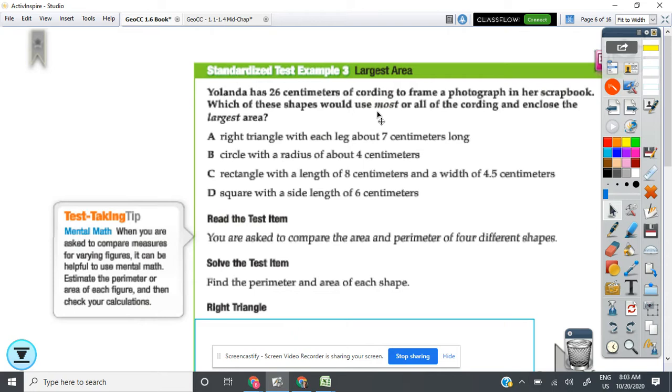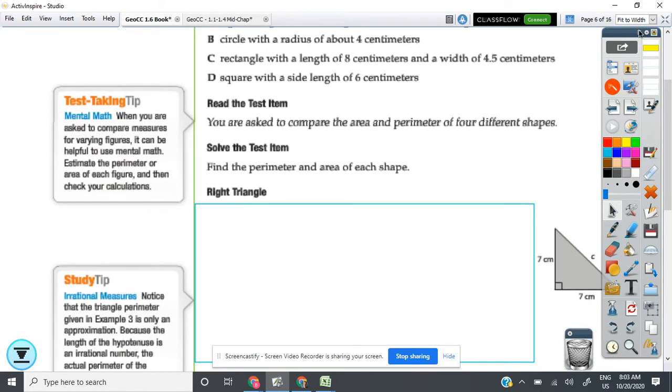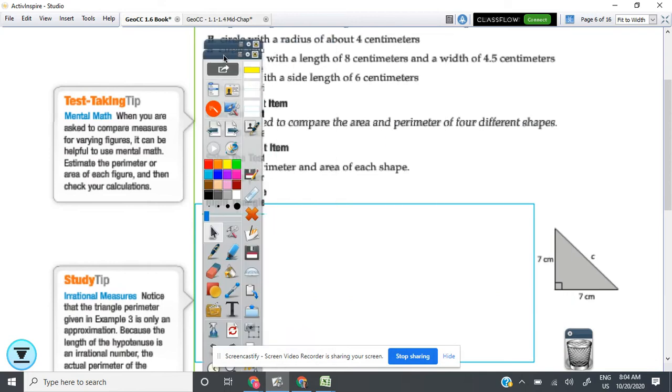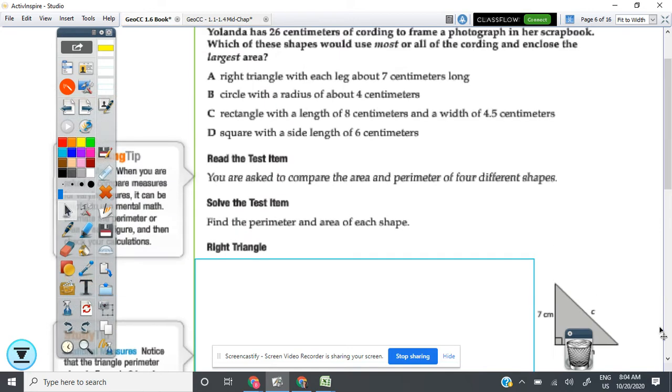Okay, so what we want to do is find the perimeter. How do you find the perimeter of a right triangle? Well, we're going to have to use the Pythagorean theorem here. For A, we have to find out what the last side is, or what we call the hypotenuse. So if this is 7 and this is 7 and it's a right triangle, we've got to use the Pythagorean theorem: a squared plus b squared equals c squared.